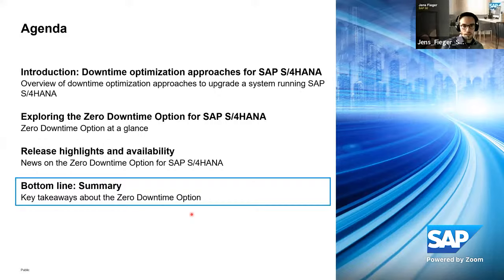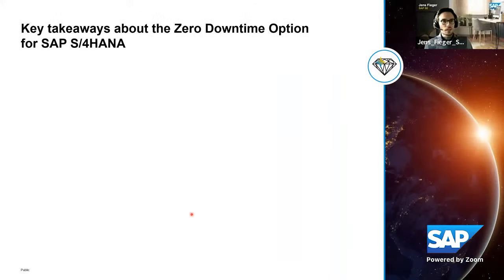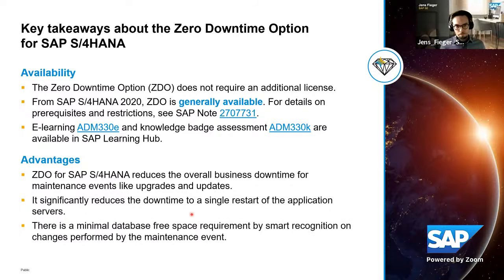Having said that, let me just summarize what I have talked about in the last 35 minutes, the key takeaways. The zero-downtime option is available as part of the SUM tool, so we don't have any separate license or any additional costs. There is a free training available if you have a valid subscription in the SAP Learning Hub. So if your subscription is there, then you don't have to pay on top for the ADM 330 E and K, and you get that with your subscription.